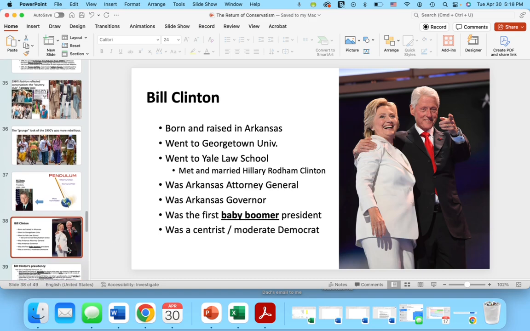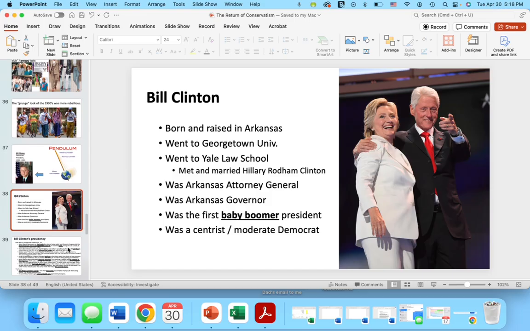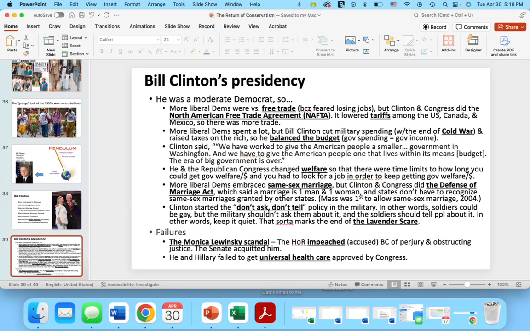He was a centrist, moderate Democrat. So even the Democrats are becoming more conservative here. He was a moderate Democrat. For example, more liberal Democrats were against free trade with other countries because they feared losing jobs. But Clinton and Congress did the North American Free Trade Agreement called NAFTA. It lowered tariffs among the US, Canada, and Mexico, so there's more trade among those countries.